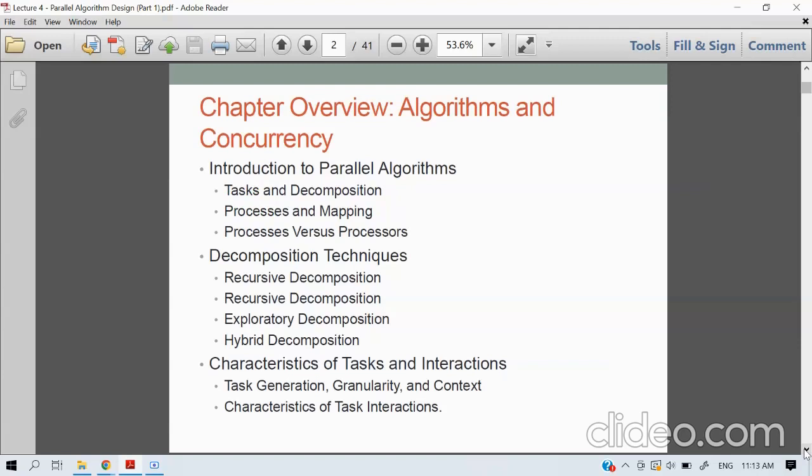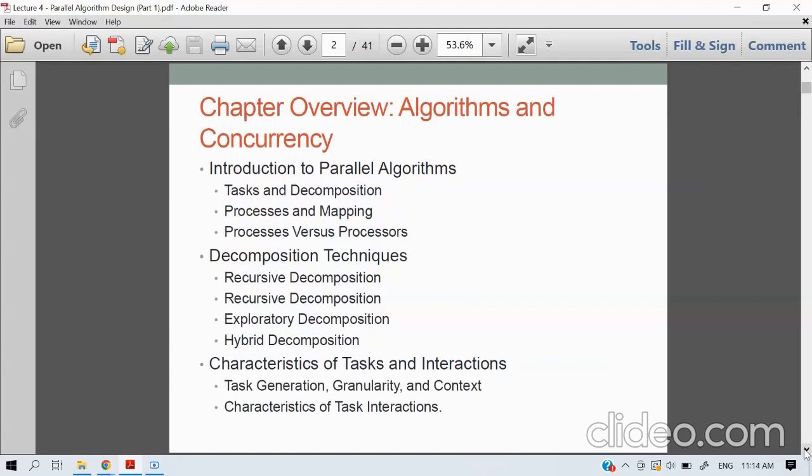Okay, so let's look at the scope of this chapter. Introduction to parallel algorithm. So what is meant by task and decomposition? What are the processes and mapping, processes versus processors. And then the next one, we will learn about decomposition techniques. So in parallel, we always deal with breaking up large tasks into smaller tasks. So we need a decomposition technique. Decomposition is like breaking up the large task into smaller tasks.